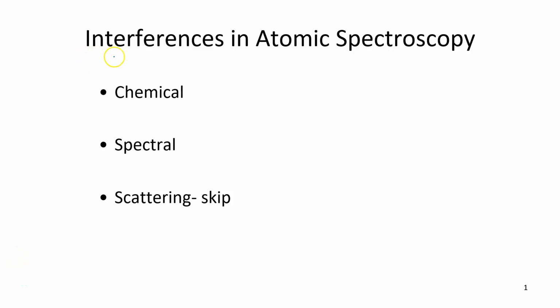Everyone, we're going to talk about some of the interferences that often occur in atomic spectroscopy. We'll focus mainly on chemical and spectral interferences. These scattering interferences are usually a bigger problem for the furnace AA, so we'll skip those. Let's distinguish chemical and spectral interferences.